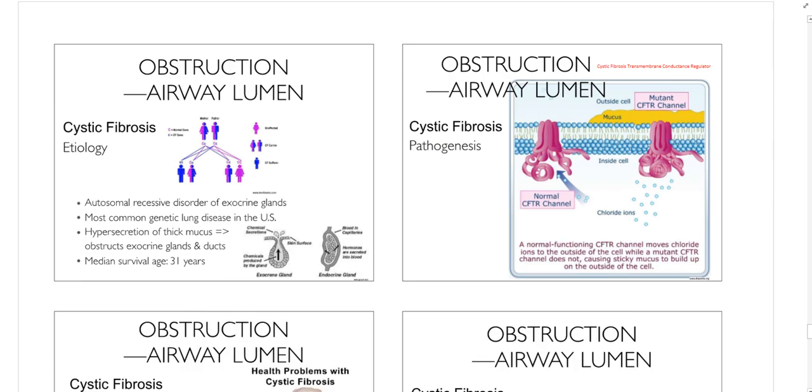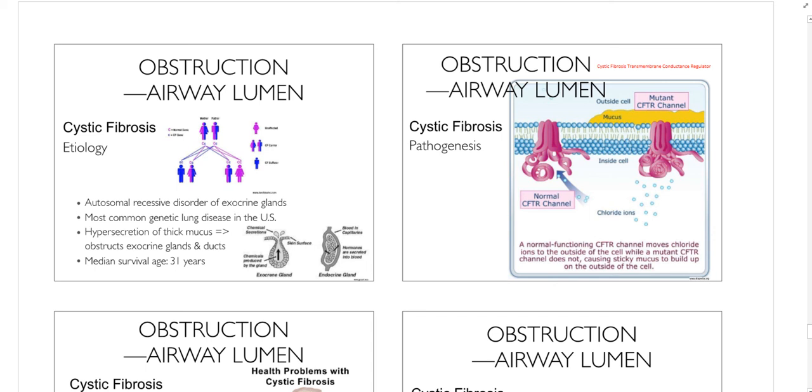Cystic fibrosis. This is an autosomal recessive disorder of the exocrine glands. I think you guys may have covered this in Cron 1. The big thing here is that we're talking about a disorder of the exocrine glands where we have this massive production of mucus, which blocks all sorts of stuff. It is the most common genetic lung disease in the U.S. and affects a whole bunch of stuff within the body. Most people, unfortunately, only survive until 31 years old.